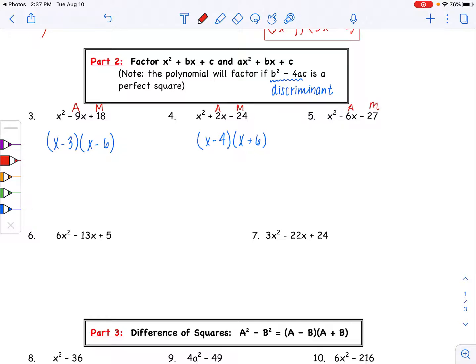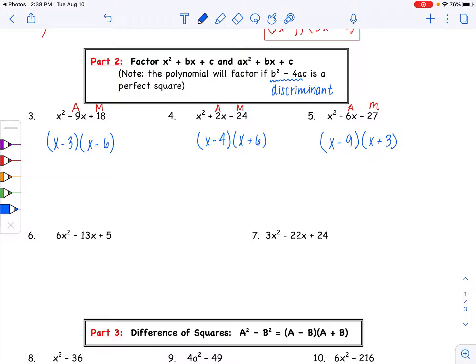Add to negative 6, multiply to negative 27. Whew. Factors of 27? Well, there's 9 and 3 that work. This time the 9 is going to be negative because I'm going to get a negative 6 when I add them together. So the negative has to go with the bigger number because I'm going to get a negative.